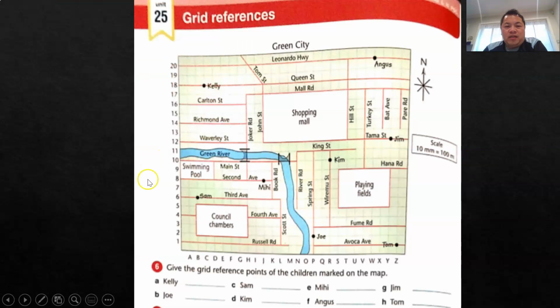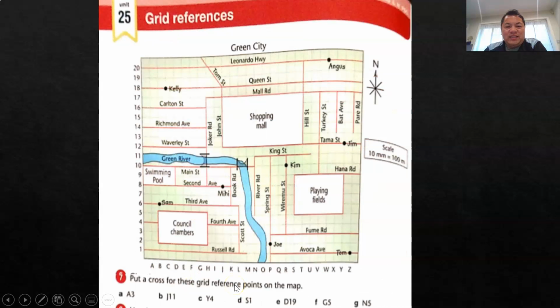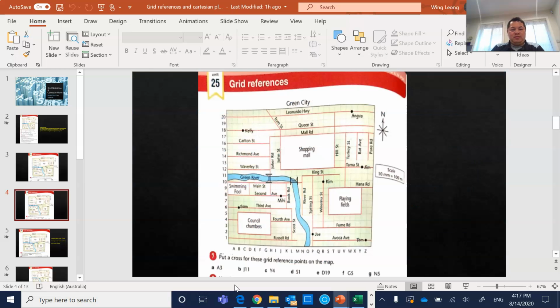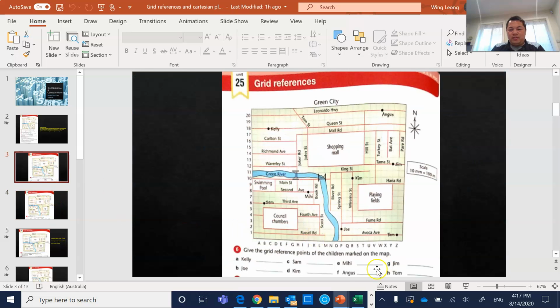Looking at this, we're supposed to find the grid where Kelly is. So Kelly is somewhere around here. You have to read the horizontal reading first, which is C in this case. And Kelly is at 18 here. So in other words, Kelly is actually at C18.